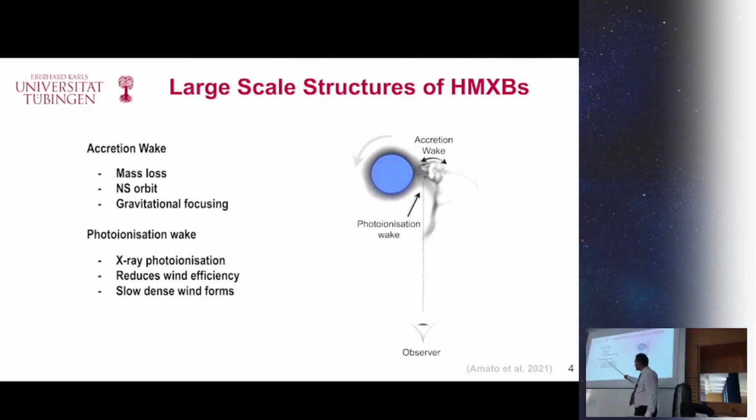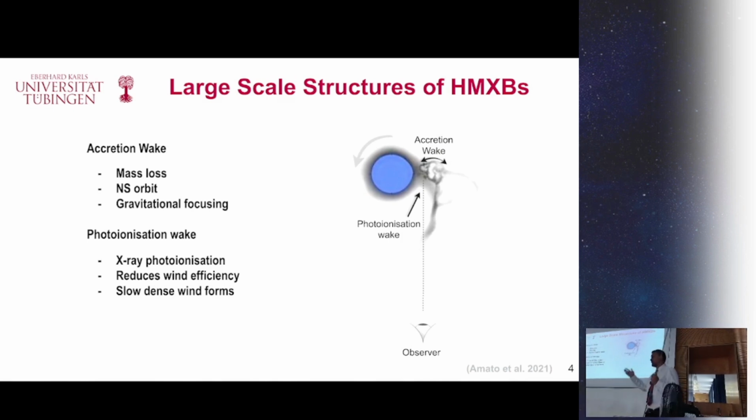Now, the next structure I'd like to talk about is the photoionization wake. And this is formed through a different physical mechanism. We have X-rays emitted from the compact object, and those X-rays interact with the surrounding environment, photoionizing the heavy metals within the stellar wind. And what this does is it reduces the efficiency of the stellar wind, where it starts to move slow and forming dense regions, and this is what produces the photoionization wake.